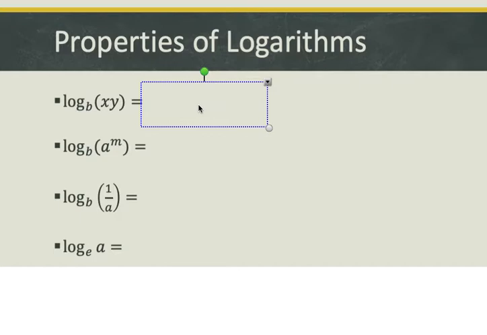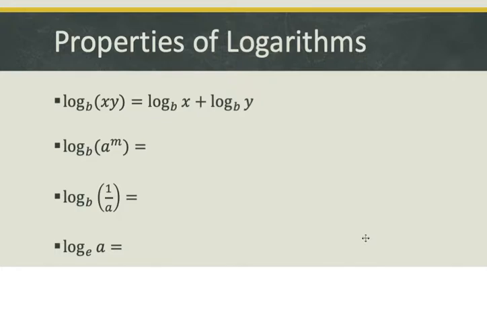So log of any base, we just use a generic b for any base, of two things being multiplied together. Do you remember what you do with those? Right. We add them separately. So it's log, the base doesn't change. So we have log base b of x plus log base b of y. Okay?